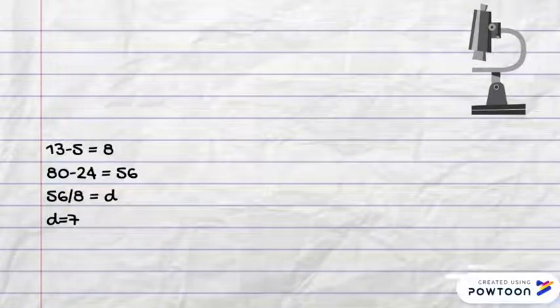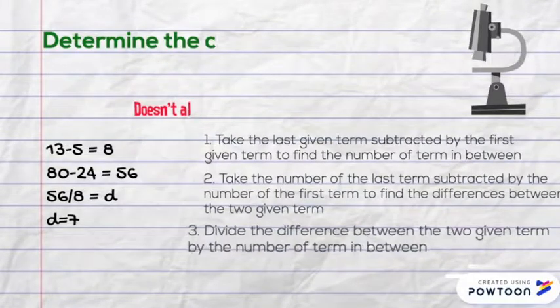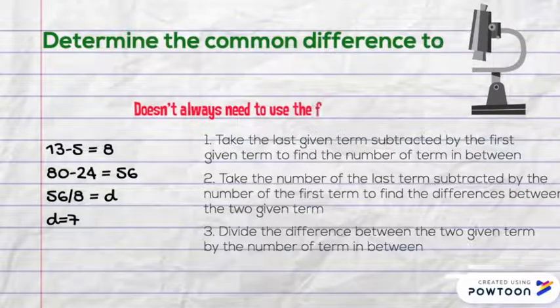For this problem, you need to first determine the common difference of the given terms in order to find the first and the 20th term. Keep in mind that you do not always have to follow the given formula.